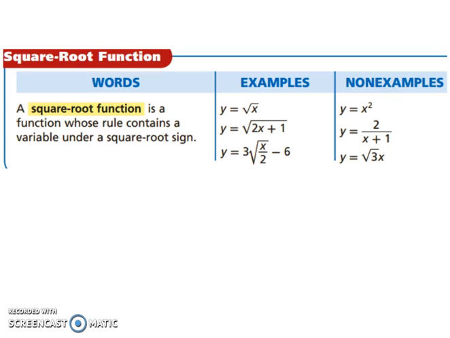So once again, a square root function has a variable under the square root. If the variable is not under a square root, it's not a square root function. The examples all the way to the right are not square root functions. The ones in the middle here are all square root functions, because notice the variable is under the square root. So let's try a couple of examples regarding freefall.